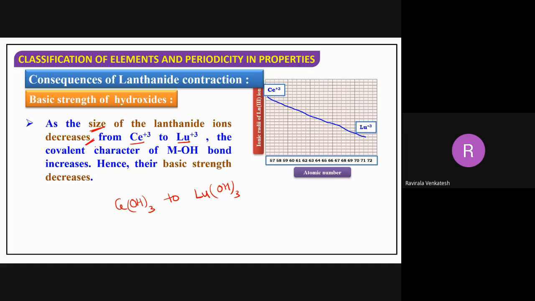Decreases. Then covalent character will increase. Size decreases, so covalent character will increase, isn't it? Covalent character and size are inversely proportional, isn't it? So when covalent character increases, what happens to basic strength? It decreases. Basic strength definitely depends upon ionic character.